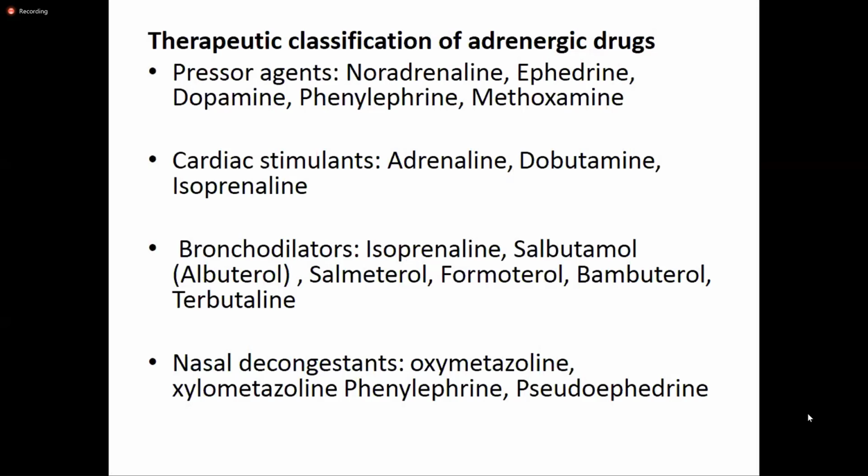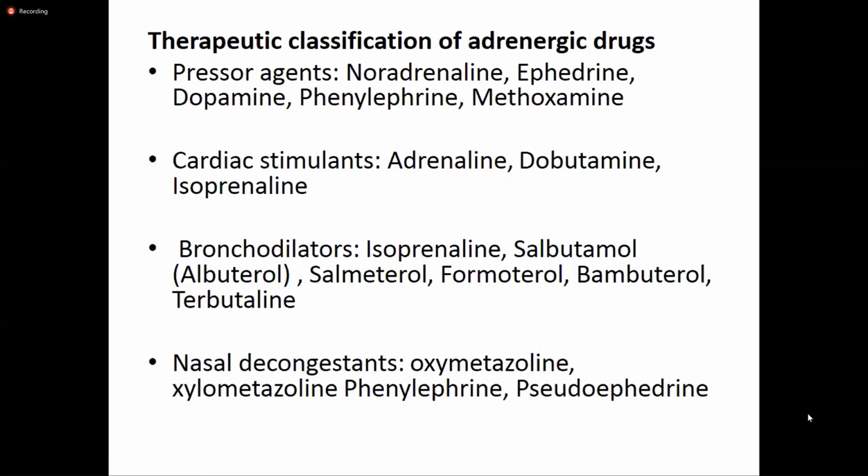As for example, pressor agents. So these pressor agents are the group of drugs which increase the blood pressure. That means their work towards the alpha 1 receptors is more, because stimulation of alpha 1 receptors is mainly responsible for increasing blood pressure, to be more specific, diastolic blood pressure. These drugs mainly act on the alpha 1 receptors of the blood vessels and increase the pressure. And obviously these drugs will be given in patients who have low blood pressure. So the pressor agents include noradrenaline, ephedrine, dopamine, phenylephrine, and methoxamine, and these mainly act on the alpha 1 receptors.